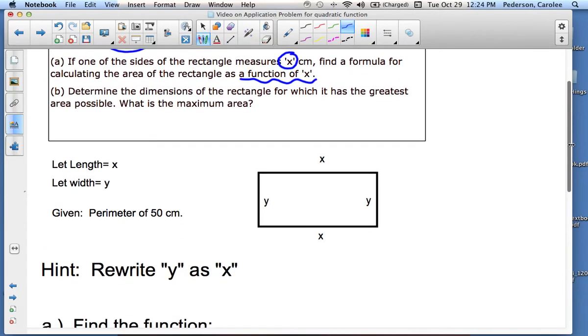Please pause when you need to. So the first thing I'm going to do is draw a picture of this rectangle. Remember, the rectangle has a length and a width. Two different variables, x and y. When we want to write it as a function of x, we have to make sure both variables are exactly the same. So right now we have an x and a y.